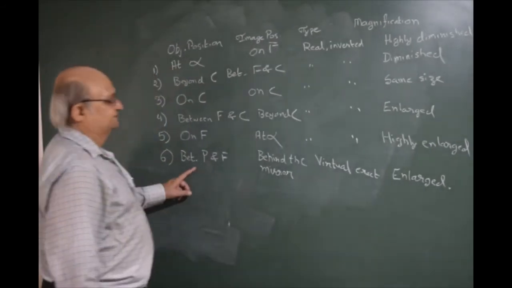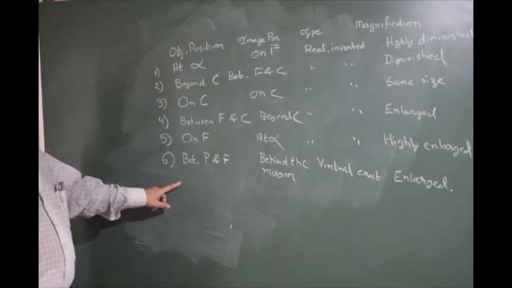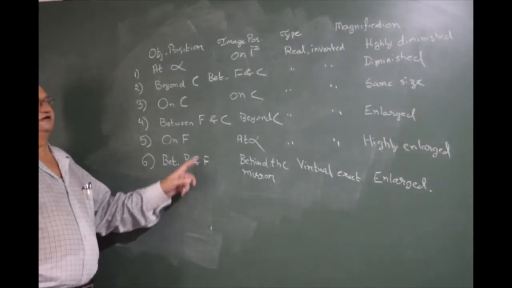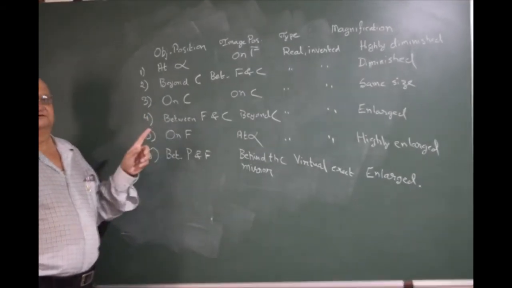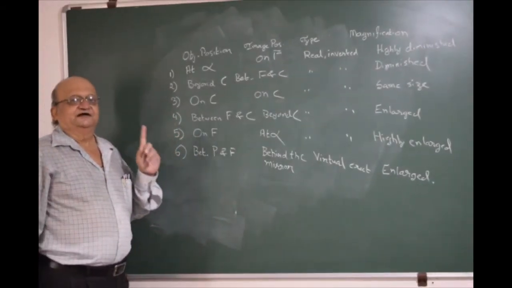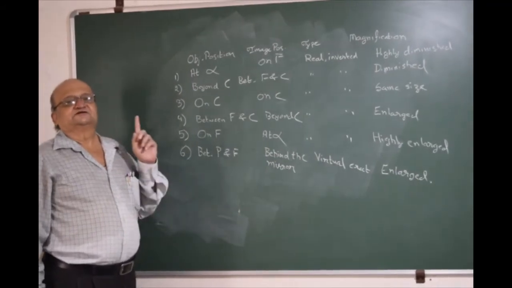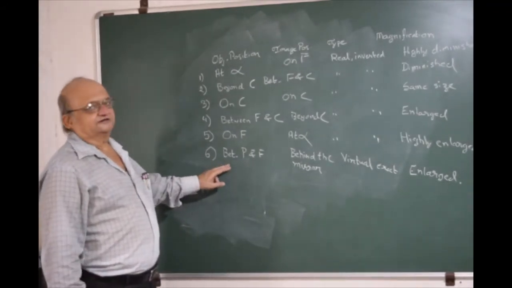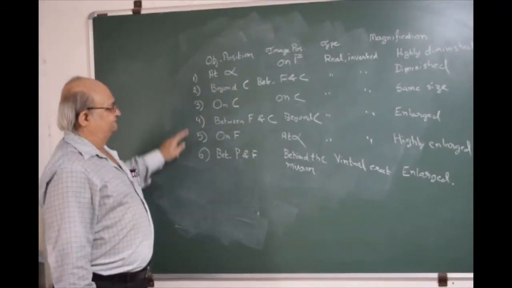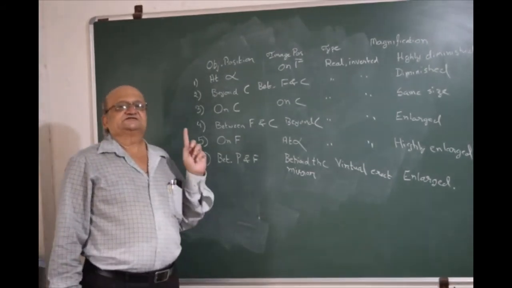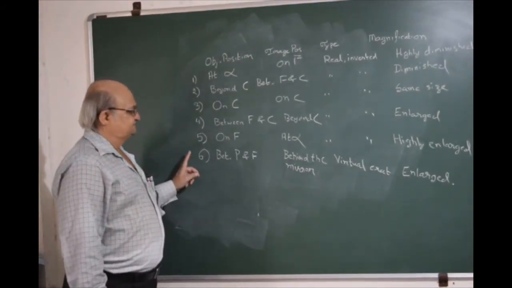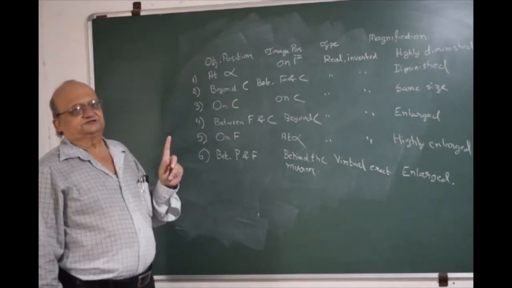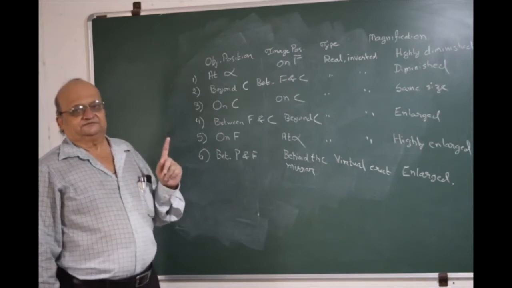And for this particular 6th position, you may add that whenever the object is between P and F in a concave mirror, the image distance becomes positive. Only here. For all these 5 positions, V remains negative. Only for the 6th position, V becomes positive. So you may add it to the table.